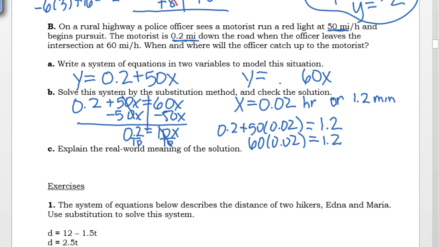okay, so real world meaning of the solution. I kind of did that already because I got x is 0.02. That means 0.02 hours or 1.2 minutes. That's my real world solution. It'll take 0.02 hours for the police officer to reach the motorist, and they will have traveled 1.2 miles down the road before he catches him.